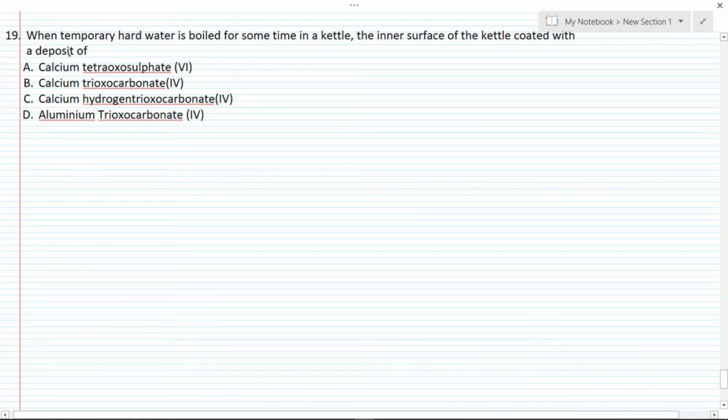So what exactly is temporary hard water? Generally, temporary hard water contains calcium or magnesium ions in the form of calcium hydrogen trioxocarbonate 4 and or magnesium hydrogen trioxocarbonate 4. So what we pretty much have is Ca(HCO3)2.